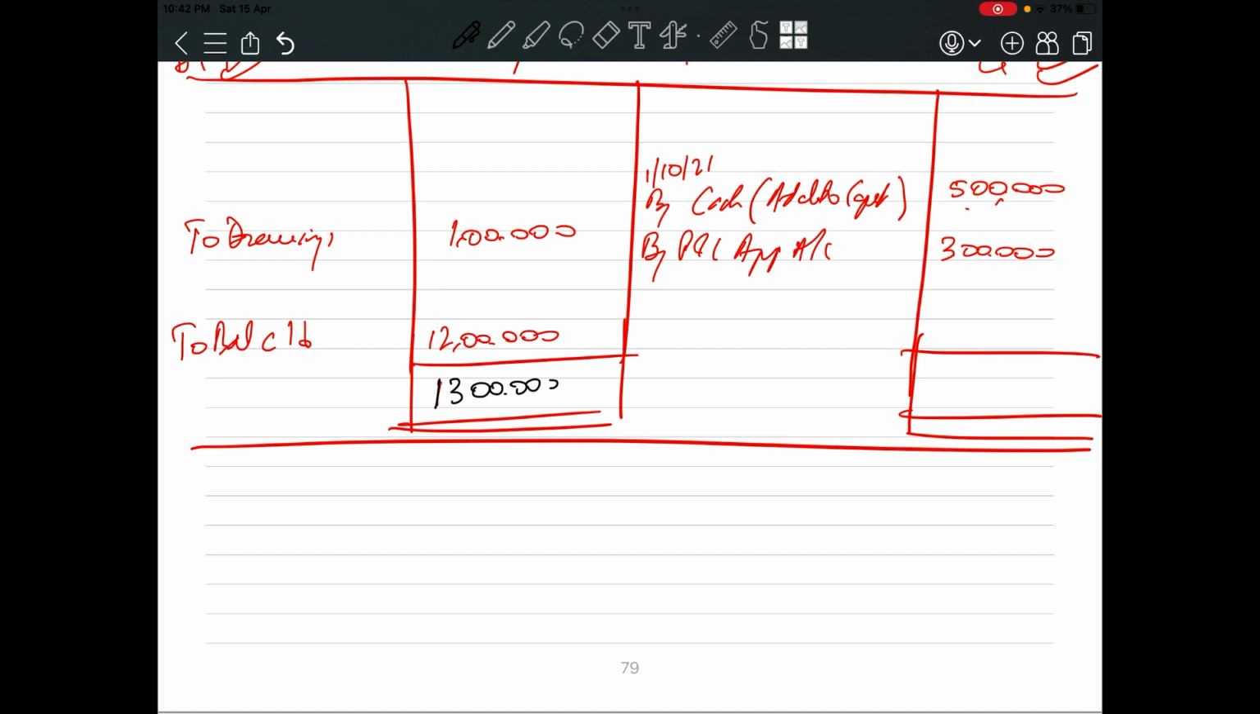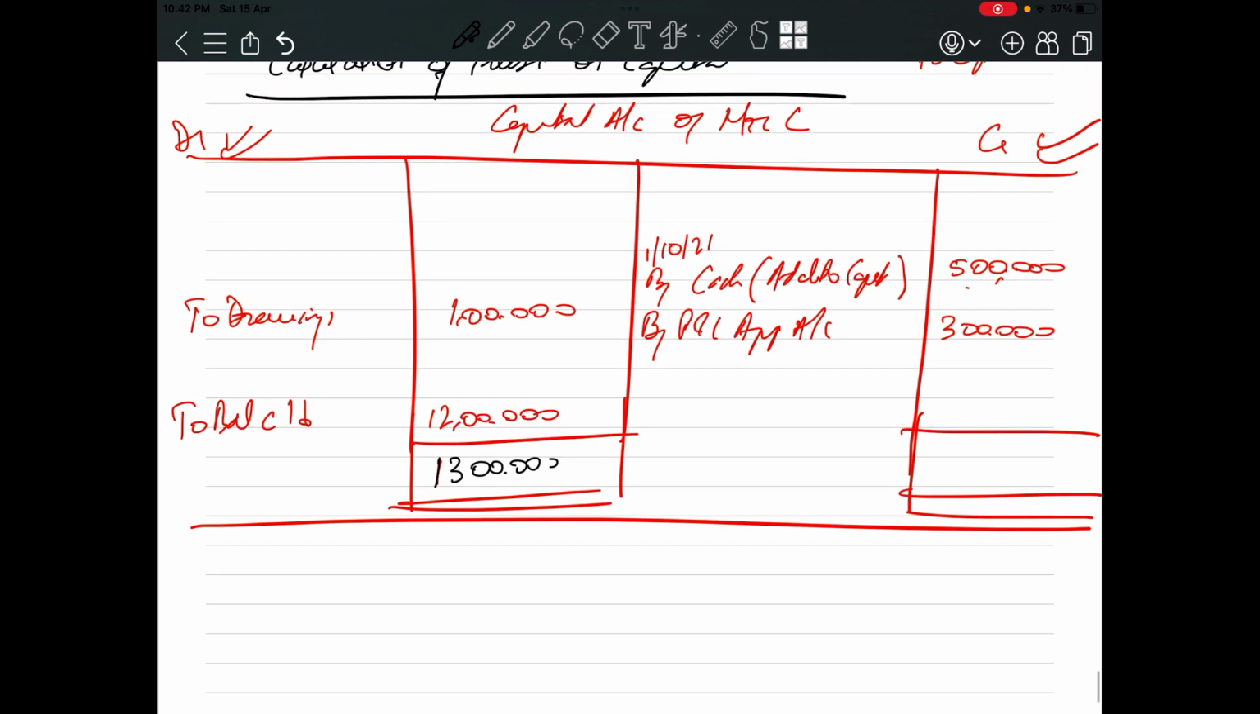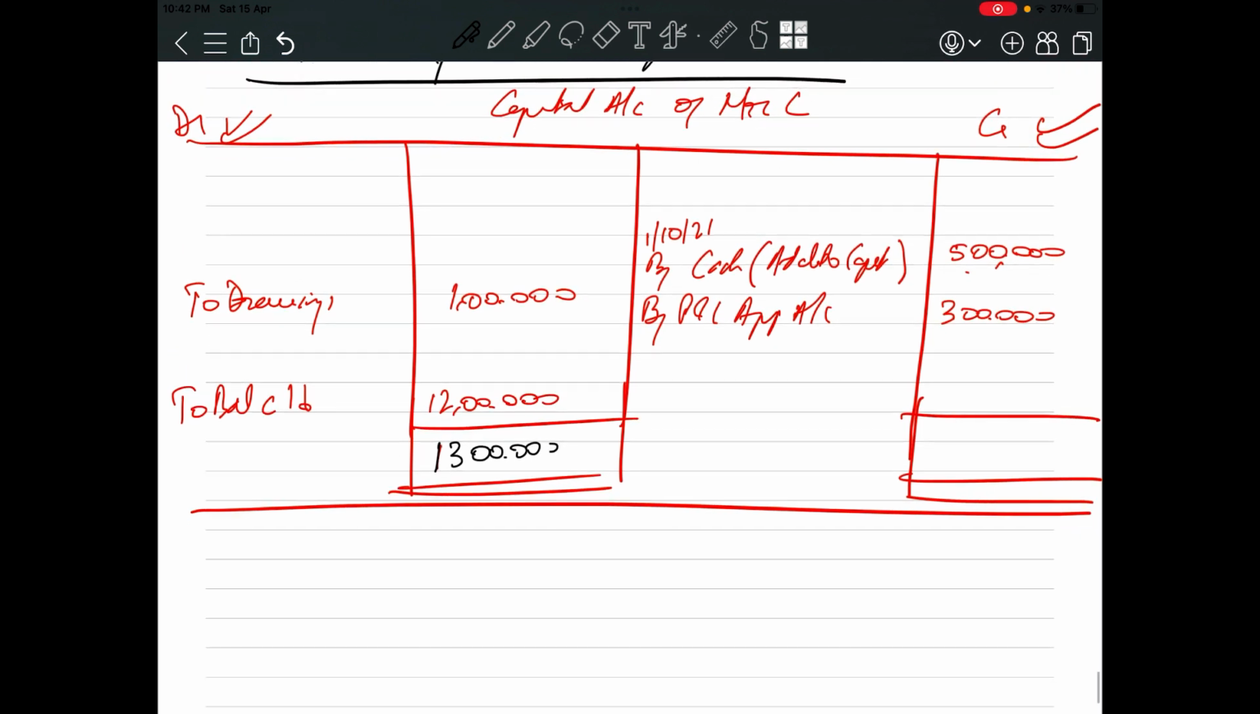13 lakhs. Okay, so basically both the debit and credit sides should be same. So can I write 8 lakhs here? No, I cannot write 8 lakhs. Why? Because both the debit and credit side should be same. Okay, so I'll have to write 13 lakhs only.